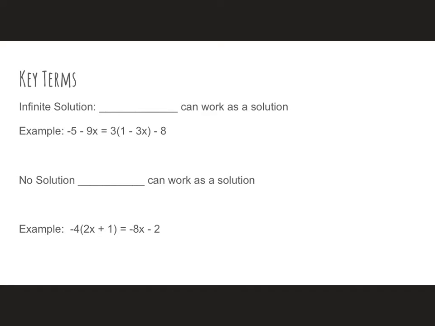We have some key terms. That would be infinite solution. So infinite is just a ton. It's the biggest number we can think of. We know what the infinity sign looks like. I'm really bad at drawing them, even though I'm a math teacher. It's like a sideways 8. Anything close is fine when you're doing your handwriting. But that's any number can work as a solution. So it's anything. Anything can work as a solution. We'll see why in a second.